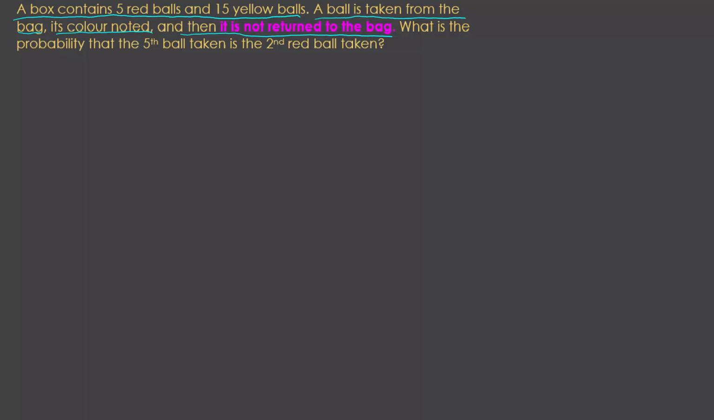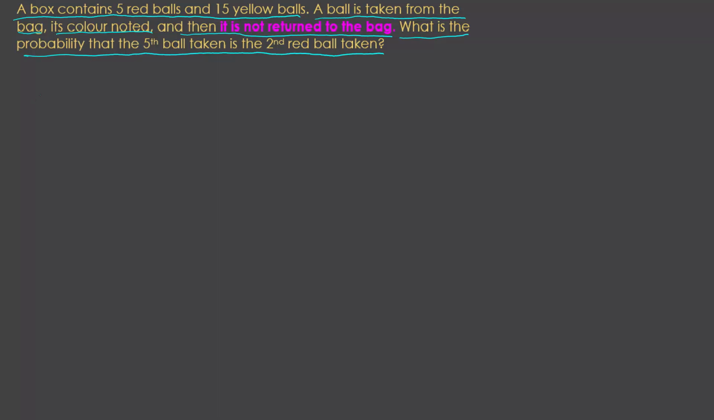If you take out a yellow ball, for example, the bag then has 19 balls in it, 5 red and 14 yellow. And then when you take the next one out, it's got 18 balls and so on. What is the probability that the 5th ball taken is the 2nd red ball taken?